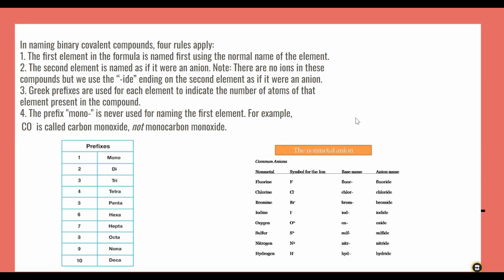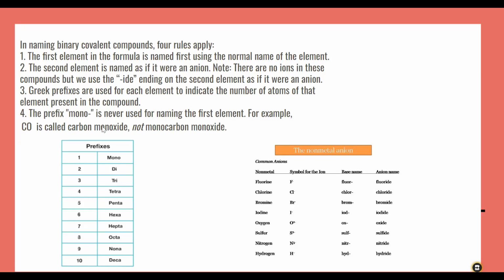Then you look at how many atoms of each element there are. From here, you get the prefix. If there are 2 atoms, you use di. You use this prefix to indicate the number of atoms of that element present in the compound. There's an exception here.